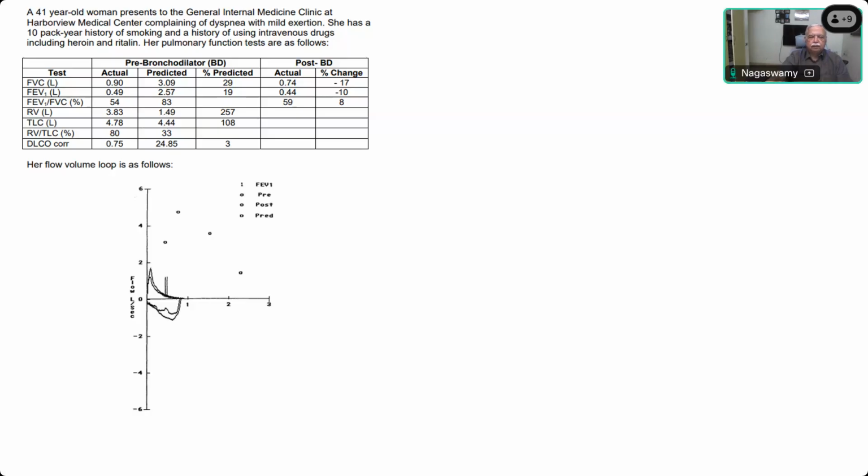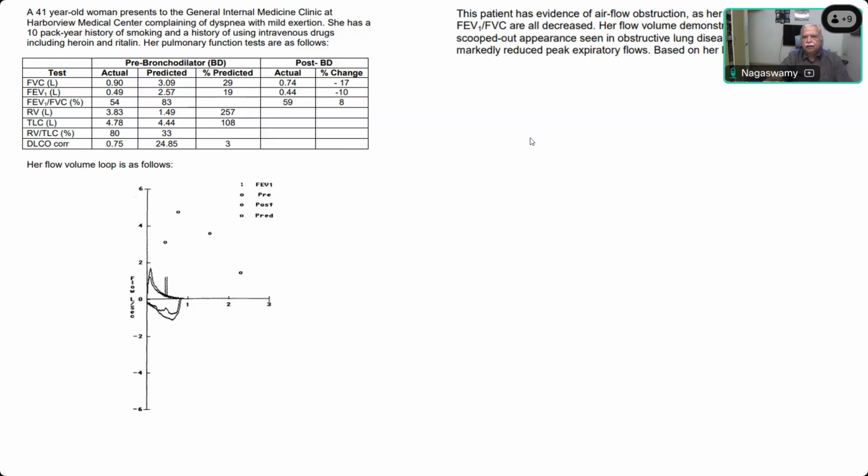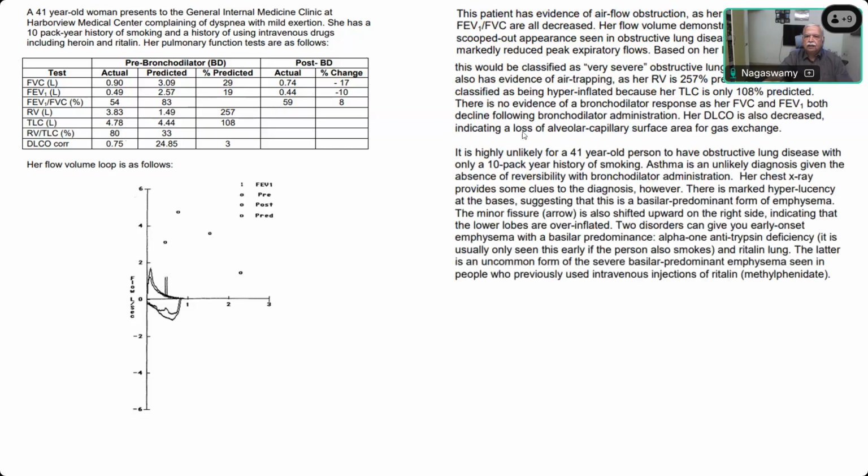What is the interpretation? Obstructive lung disease. Severe obstruction. TLC is normal or raised. So RV is also raised. So there is some amount of air trapping. And DLCO is also reduced. So it has something to do with heroin and Ritalin. So airflow obstruction is there. FEV1, FVC, all are decreased. The flow volume loop demonstrates a characteristic scooped-out appearance. And this is classified as very severe obstruction.